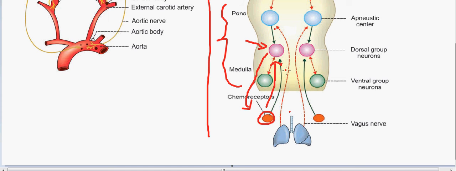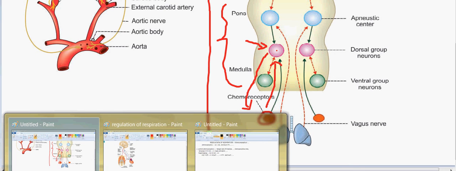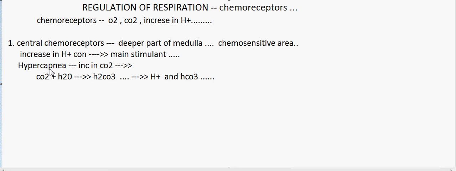So generally the increase in the hydrogen ion, that is H plus concentration, provides the excitatory impulses towards the dorsal group of the neurons. The dorsal group of the neurons in turn increases the ventilation. So that is how the respiration is regulated by the central chemoreceptors, which are present in the deeper part of the medulla. Now we'll see the second type of the chemoreceptors, the peripheral chemoreceptors.